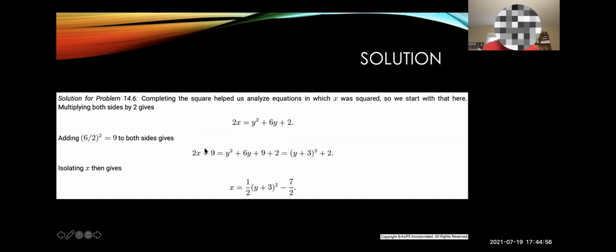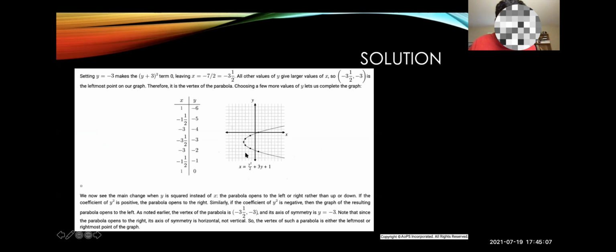And then after that, what we do is we subtract this 9 over. So we get negative 7 over here. And then all we do is divide it by 2 to make sure the x is by itself. So this should be what your final equation is. And then with that, we just graph this equation out right here.